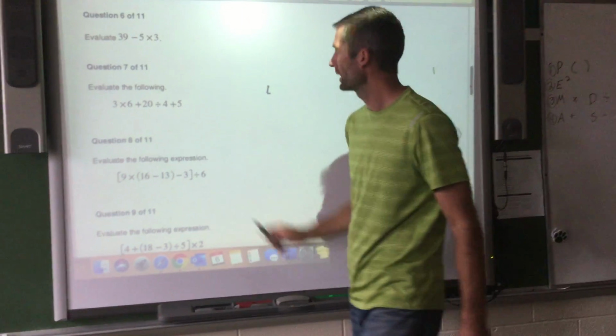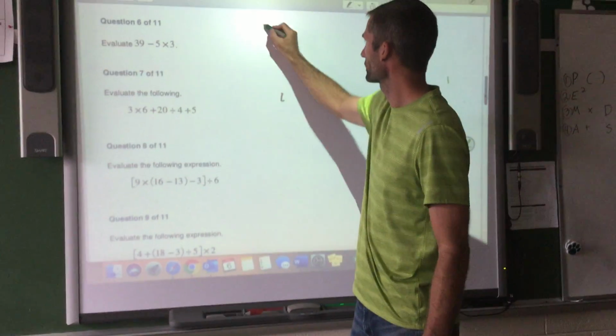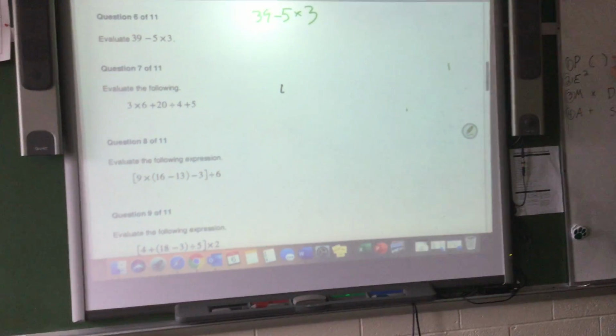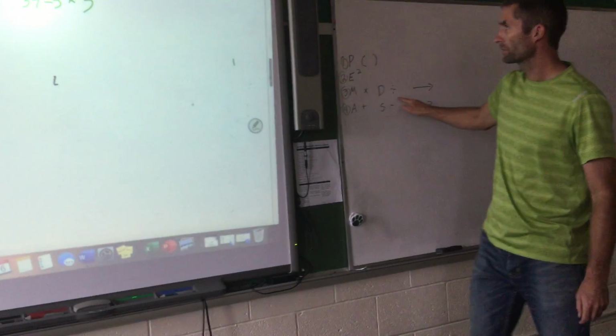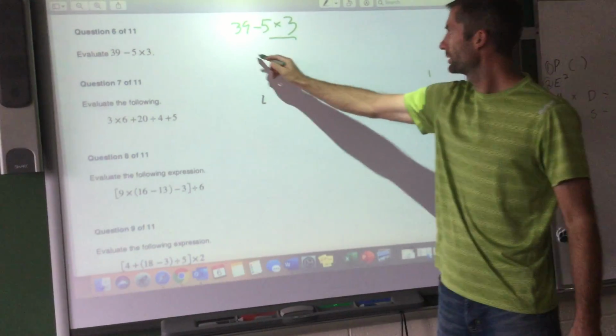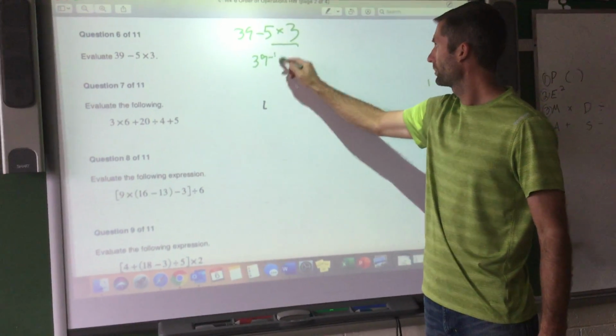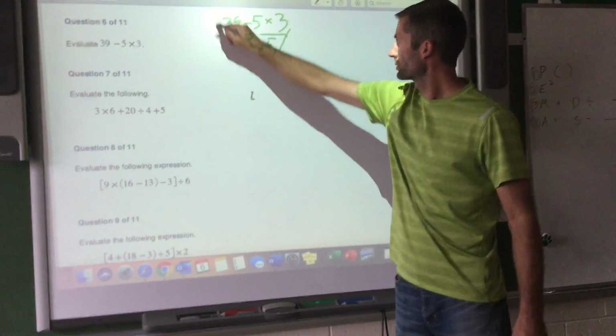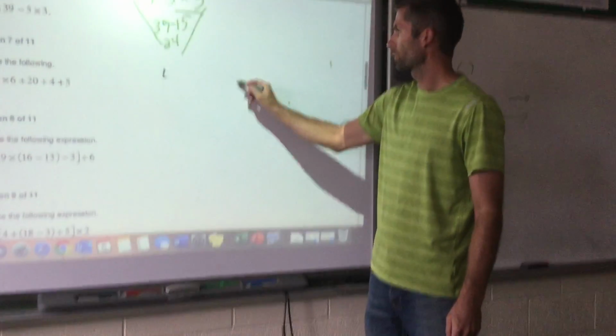Next, evaluate 31 minus 5 times 3. Order of operations, no parentheses, no exponents. There is a multiplication here. So we do that first. 39 minus 15. 39 minus 15 is 24. Here's my funnel.